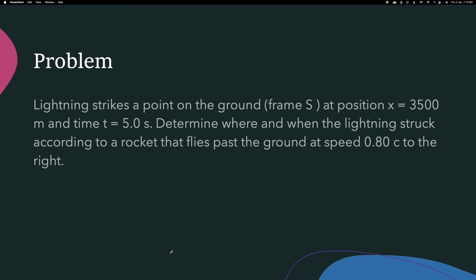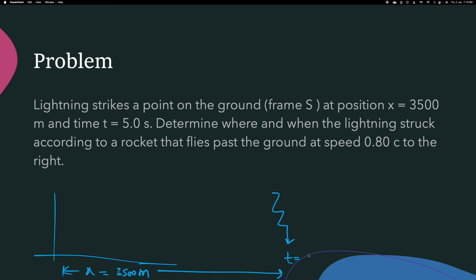Next, lightning strikes a point on the ground frame S at position X. So according to frame S, lightning strikes somewhere, say at position X, which equals 3,500 meters, and time T.